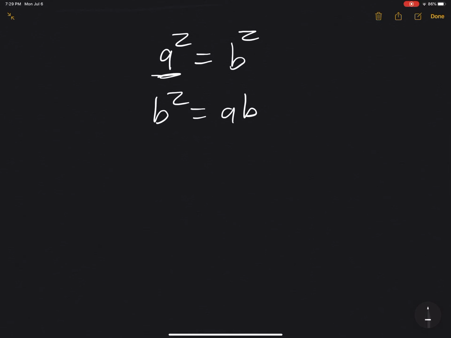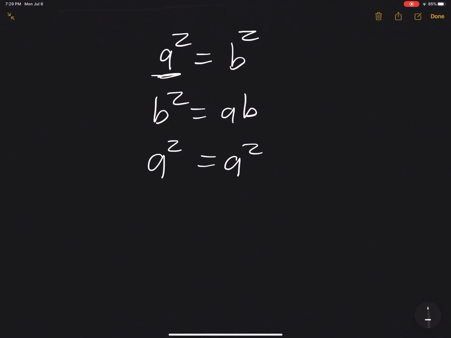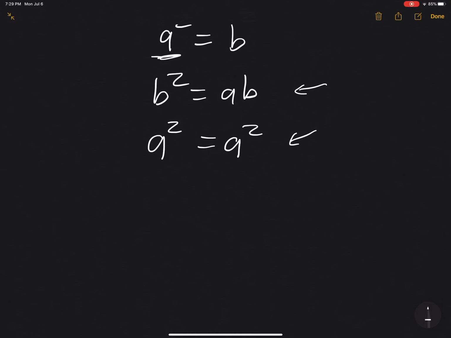And the last fact we need for this problem is clearly a squared is going to be equal to a squared, as a is equal to a in all cases. So, one thing that you learned at some point in your life is that if we have 2 different equations, namely this one and this one, we can add them together, subtract them, multiply them by each other, and we still get a useful equation.